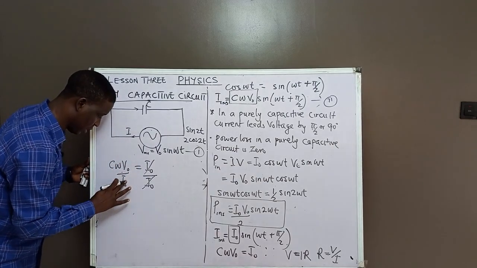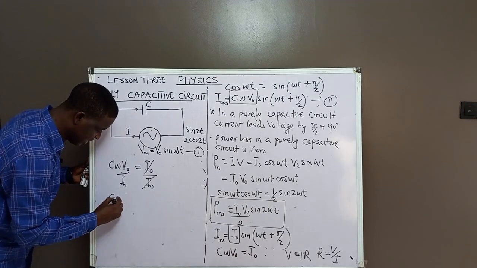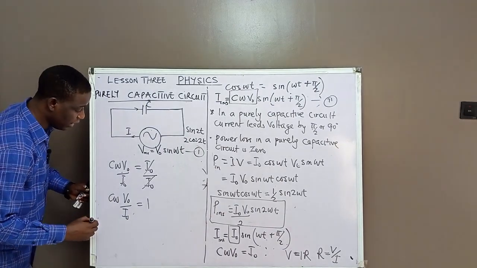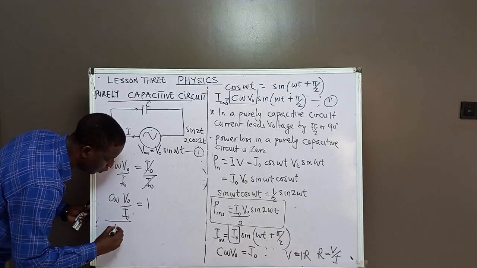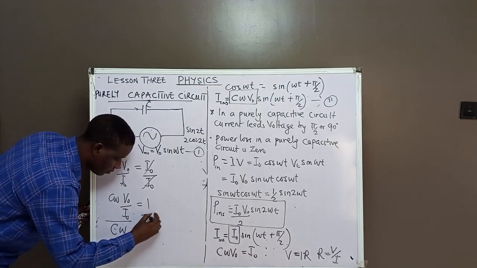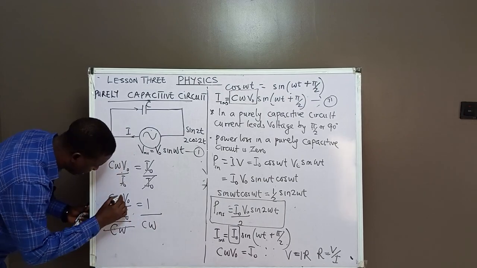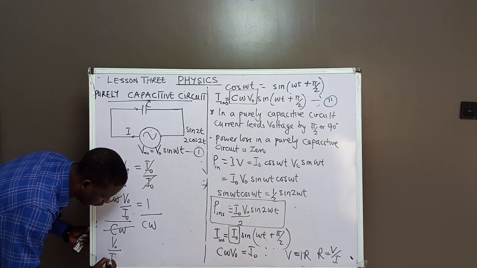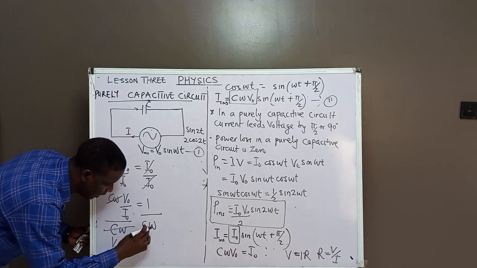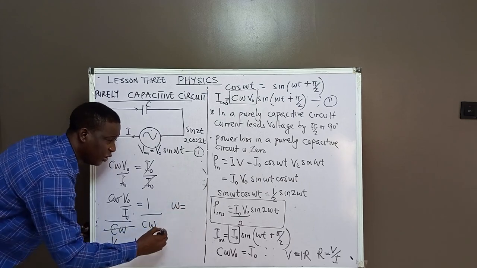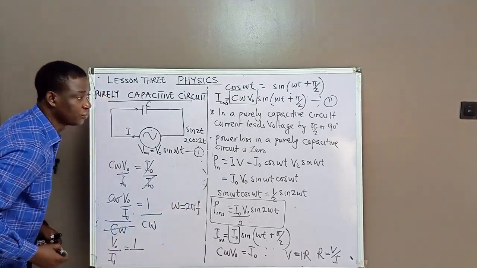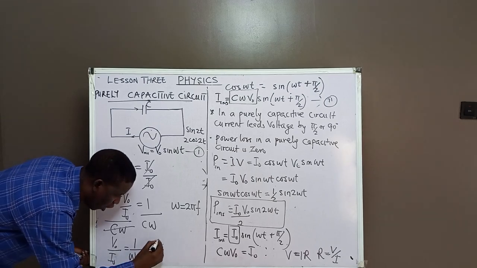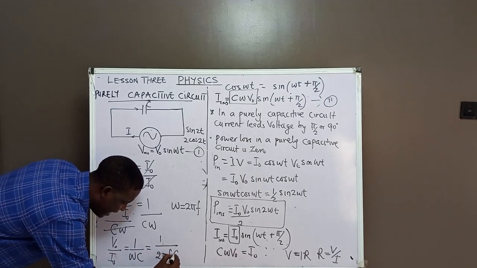Sorry, this one cannot cancel this one. So this one will now be CWV naught over I naught equal to 1. Now let us take CW away from there. Divide both sides by CW. This one will cancel this one. So what we have left is V naught over I naught equals 1 over CW. W is the angular velocity, which is 2 pi f. Don't forget. So we can write it as 1 over WC, or 1 over 2 pi fC.